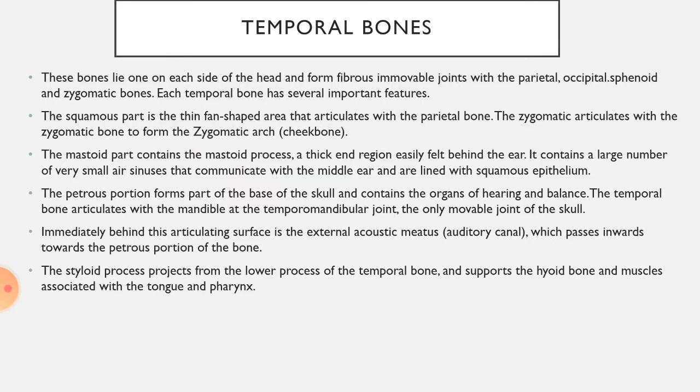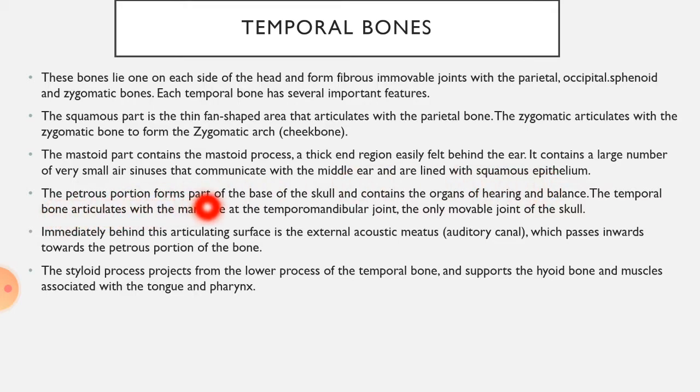The mastoid part contains the mastoid process, a thick bony region easily felt behind the ear. It contains a large number of very small ear sinuses that communicate with the middle ear and are lined with squamous epithelium. But these are not the paranasal sinuses, and they will not drain into the nasal cavity. These communicate with the middle ear and are lined with squamous epithelium, not ciliated mucous epithelium.